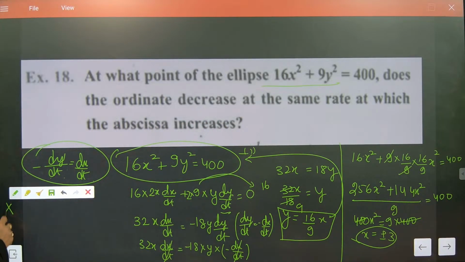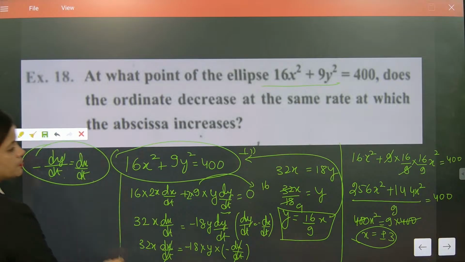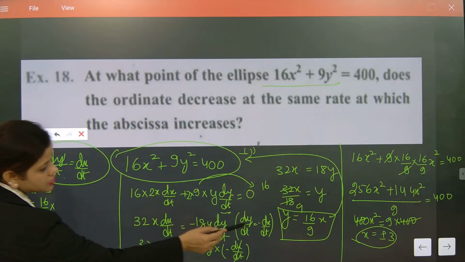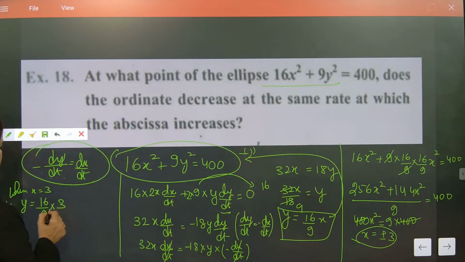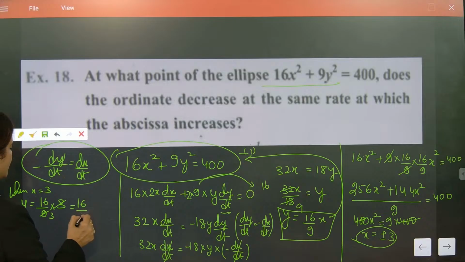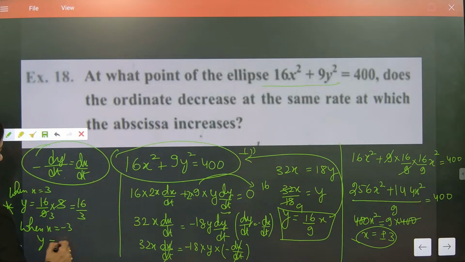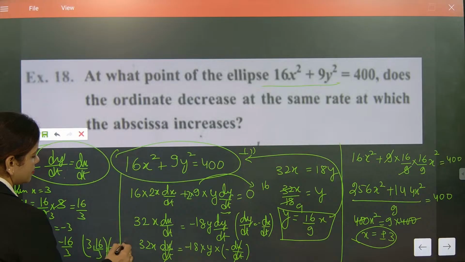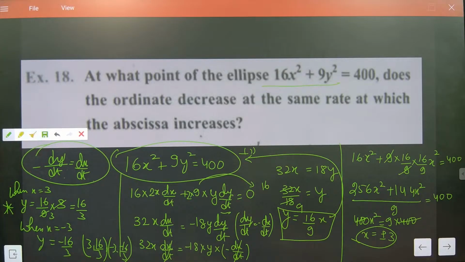Now the final part I am writing here, since the x value is coming as plus minus 3. So one time we will write when x is equal to 3. Then what will be the value of y? y will be equal to 16 by 9 into, what value is there, x square or x? x, na? Into 3. So how much is it coming? 16 by 3. So when x is equal to minus 3, then y will be equal to minus 16 by 3. So 3, 16 by 3 is 1 point, and minus 3, minus 16 by 3 is the 2nd point.